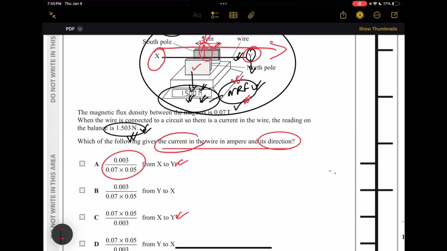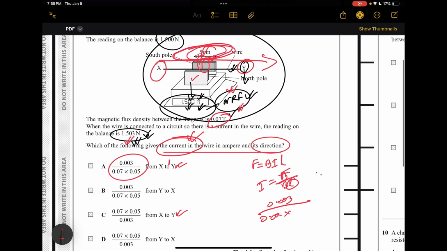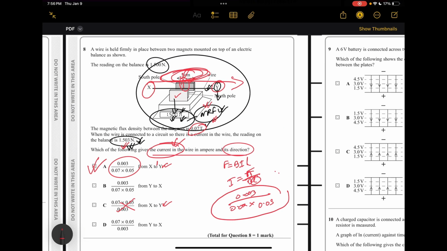In order to find the current, we have to use the formula of force, because here the force is acting. The only formula in magnetic field is F equals BIL. Now we need to make current the subject: I equals F divided by BL. So here our force is 0.003 divided by B, which is 0.07, times the length. The length is 5 centimeters, they have given it right here, which can be written as 0.05. So basically our answer will be A, not C, because here the values are wrong. So we are done with question number 8 as well.